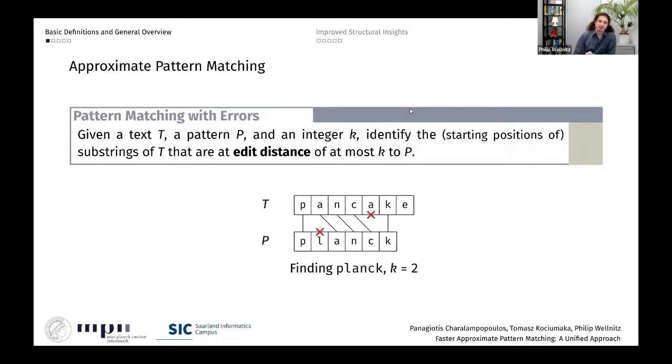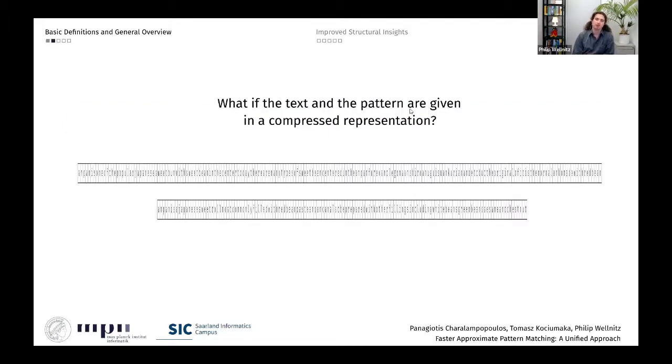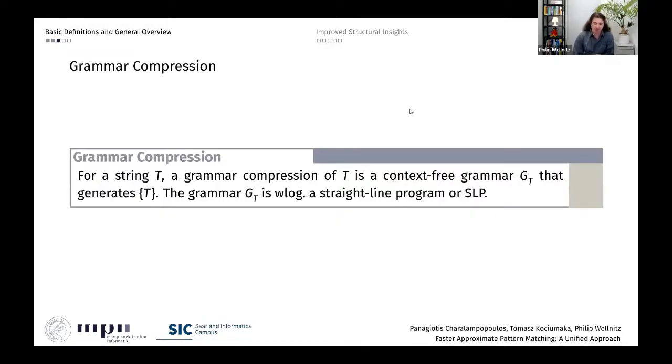One setting that we are especially interested in is when both text and pattern are given in a compressed representation. Think of huge data you want to compress, right? Ideally we'd want to work with this compressed data directly, that is, without decompressing it first. But first, let me quickly mention what I mean by compressed data. Particularly, we look at grammar-compressed data, so we are given just a context-free grammar that generates exactly one string.